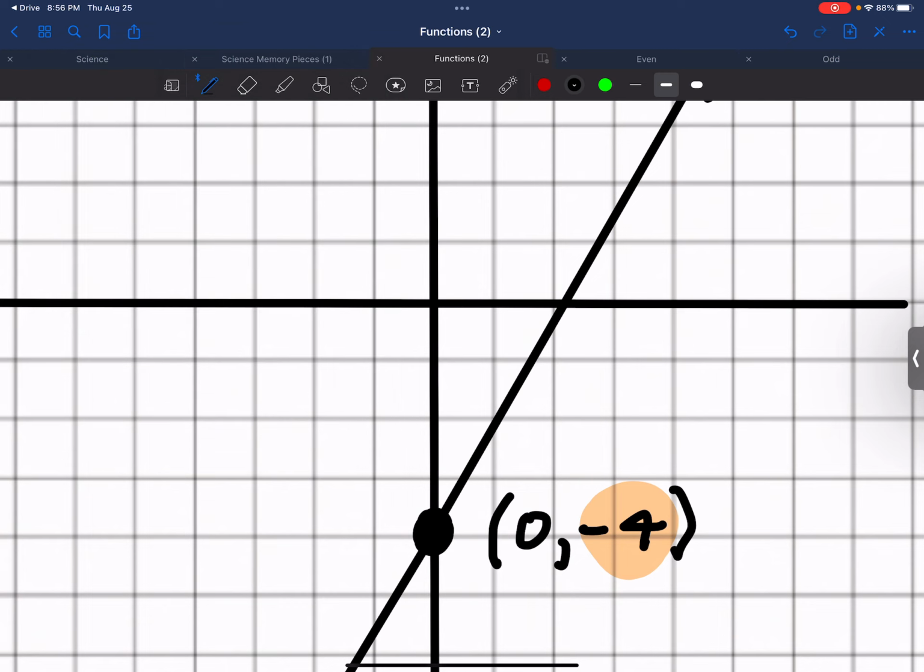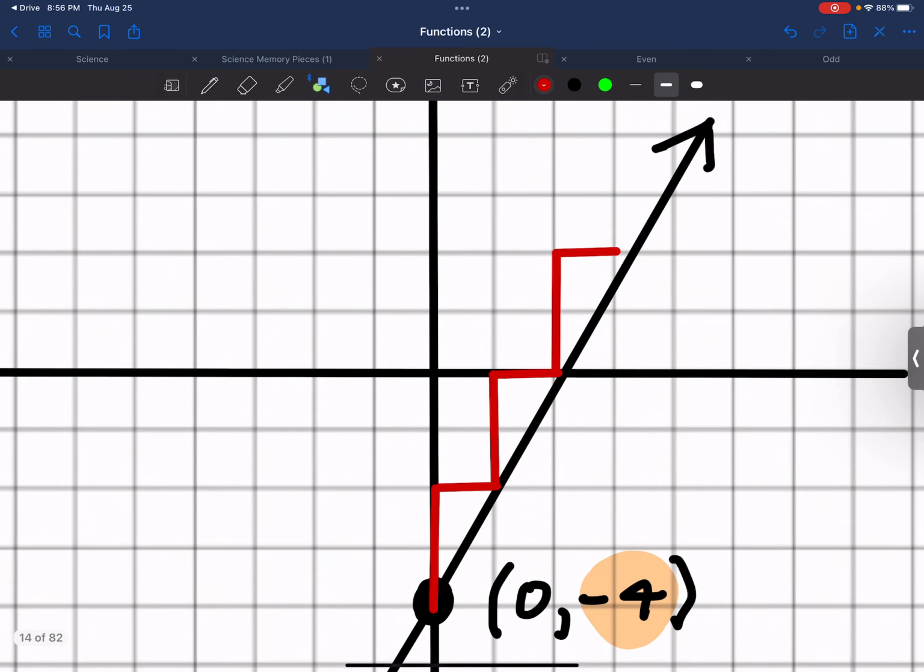I'm going to just pick up at a point on the graph. Let's just pick up at the intercept. That's as good a place as any. So we rise 2 and we run 1. We rise 2 and we run 1. Rise 2, run 1. Now my line is not exactly spot on there.